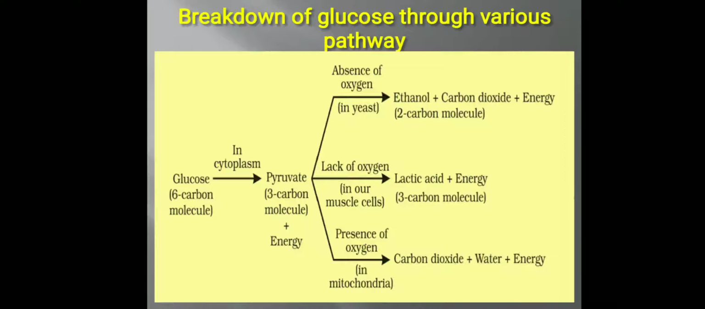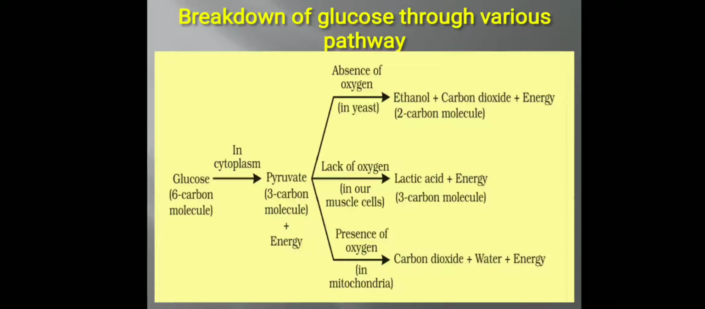In the first step, which is common in all the cases, glucose turns into pyruvate. Glucose, being a 6 carbon molecule, in the cytoplasm breaks into 2 molecules of a 3 carbon molecule, that is pyruvate, and that is also giving some amount of energy here. Now this becomes an endothermic reaction after the step of glycolysis. After that, this pyruvate has to go to the different parts of the cells.